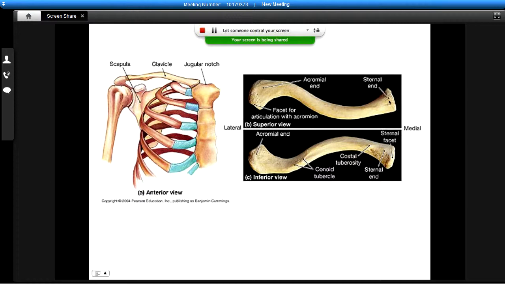Here's a good picture of the clavicle. Again, there is a medial articulating surface. Medially, you see it articulates with the manubrium of the sternum. You can also see there's an articulating process with the acromion. The acromion process comes off of the scapula, and that's an articulating surface as well.